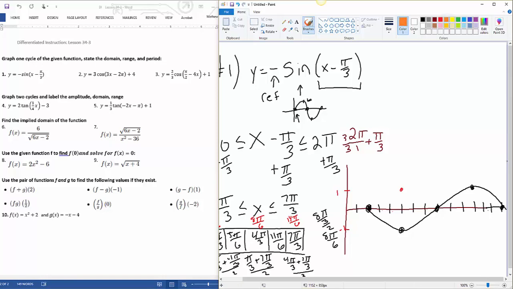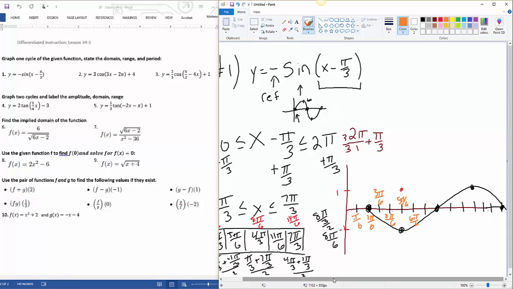Now, just to make things a little easier, just make sure you label it. It's kind of hard to write this small. But all of that does need to be labeled. 5 pi 6, 6 pi 6, etc. All the way through. It needs to be labeled. But that's going to be our one cycle.